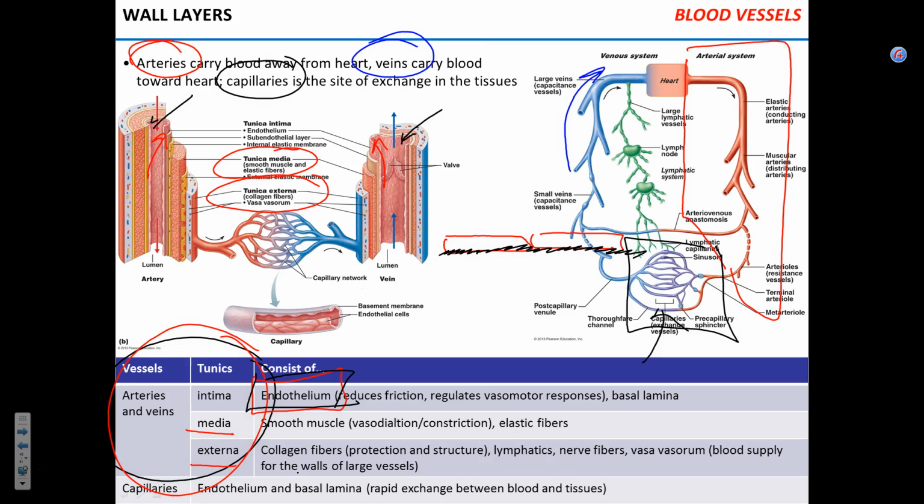Okay, tunica media here is a thick layer in arteries, not so thick in veins, of smooth muscle. That layer is interspersed by elastic fibers. Smooth muscles allow blood vessels to change their diameter, and elastic fibers let blood vessels expand and recoil in response to changes in blood pressure.